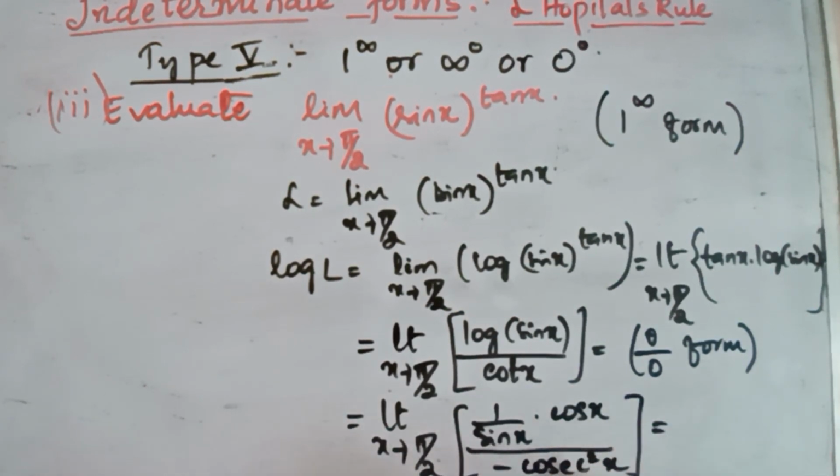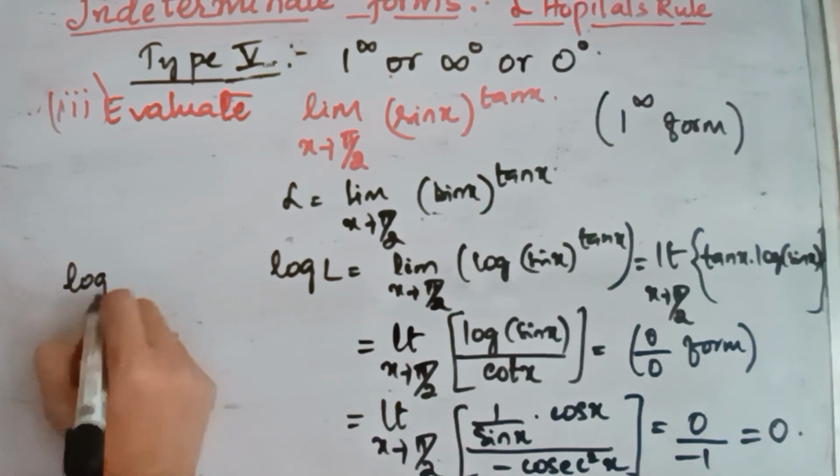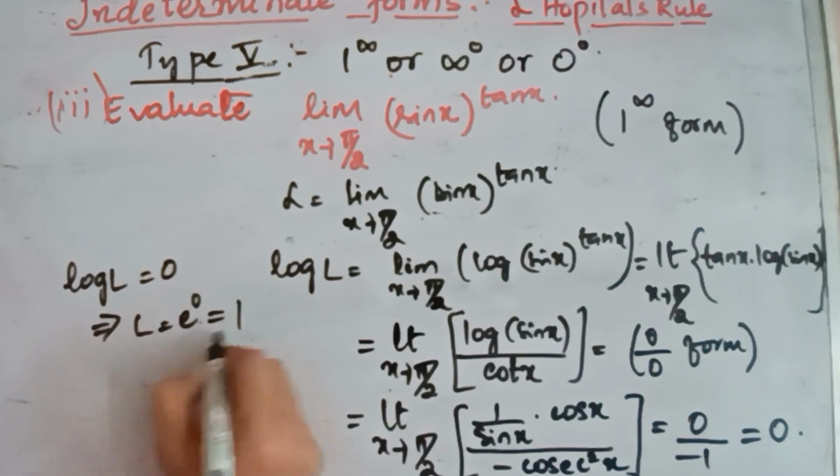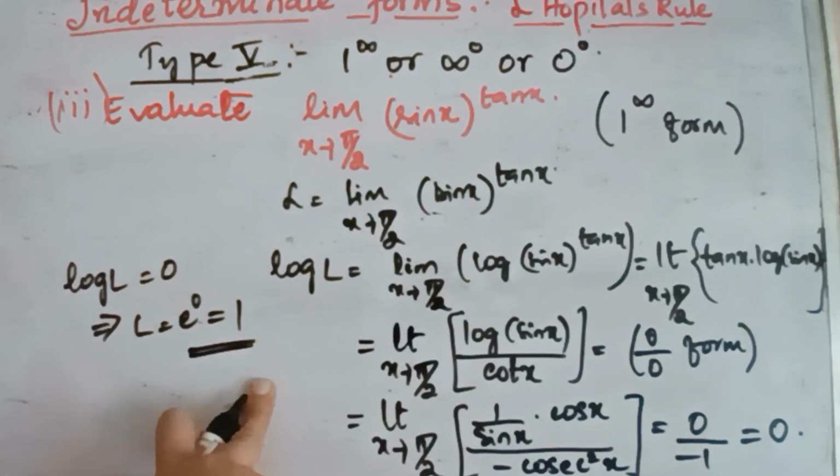So this is equal to, when you apply the limit, cos pi by 2 is 0, and 0 divided by cosecant square pi by 2, which is 1. So 0 by minus 1, which is equal to 0. Therefore, log L equals 0, which implies L equals e power 0, which is equal to 1. The value of this limit equals 1.